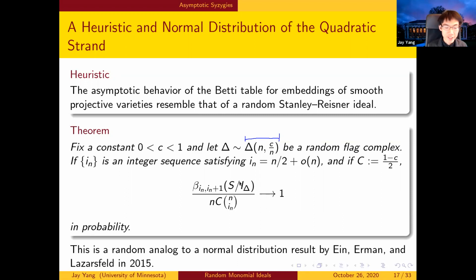And this is actually very similar to a normal distribution result in a paper by Erman and Lazarsfeld in 2015. Again, in that case, about embeddings of smooth projective varieties. And so this is further evidence that the two have very similar features. Again, there's no theorem here that says the two have the same features. It's just suggestive that the random model might be telling us something about the non-random case. Okay.